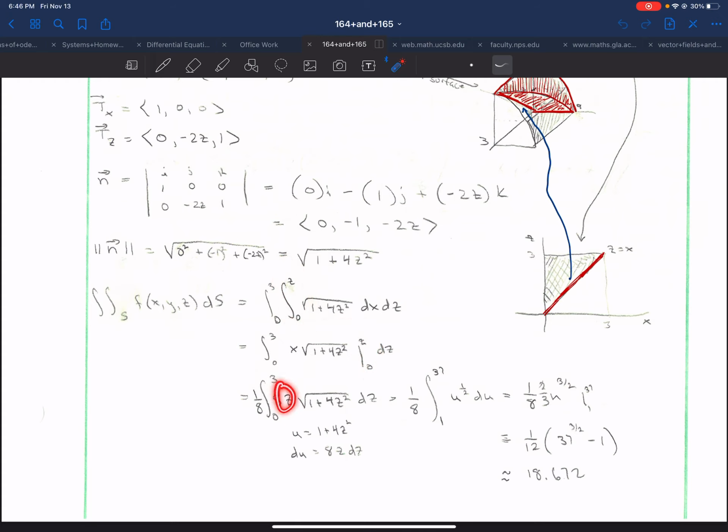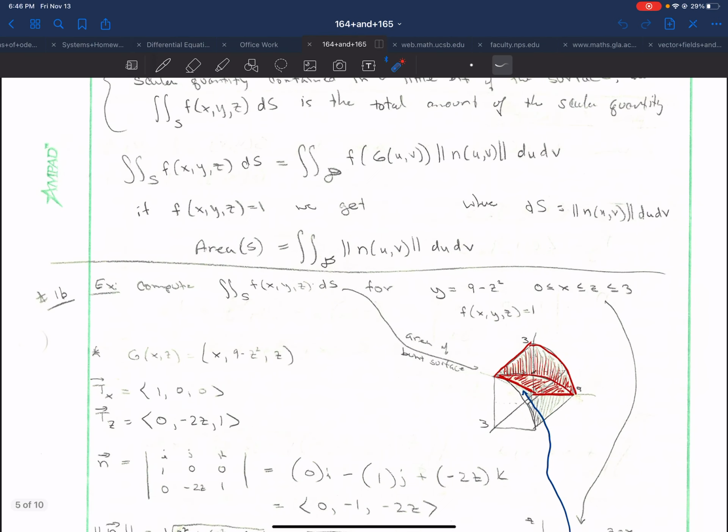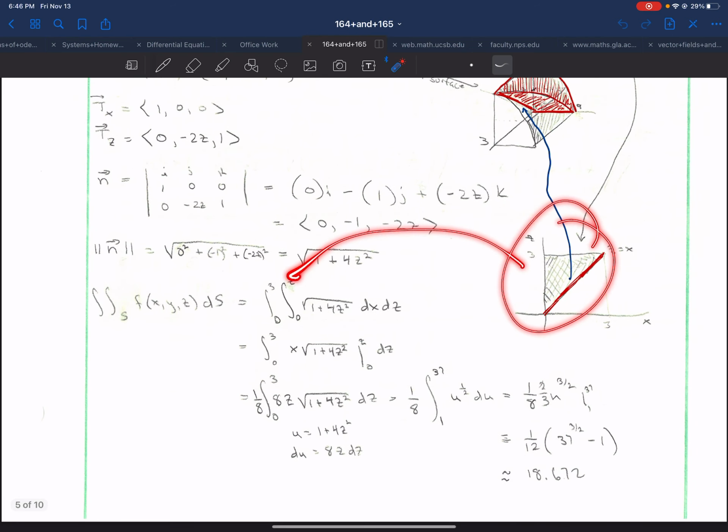And notice that z allows us to make a u substitution. So it works out. You get that answer. That's the answer for it. But that's start to finish how you would do it. So you need the f of, you need the normal vector, you need the magnitude of the normal vector, and you need to figure out where is the floor in there so that you can encode those limits into that double integral.